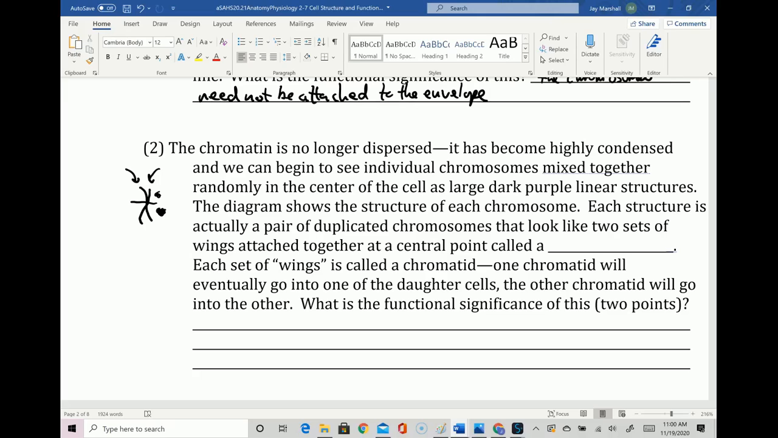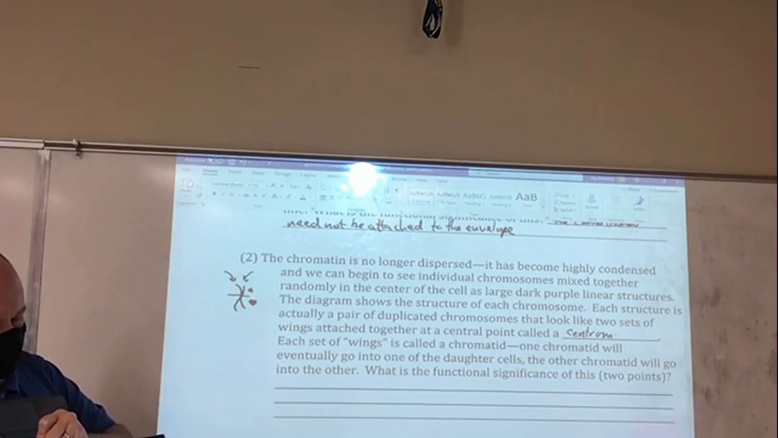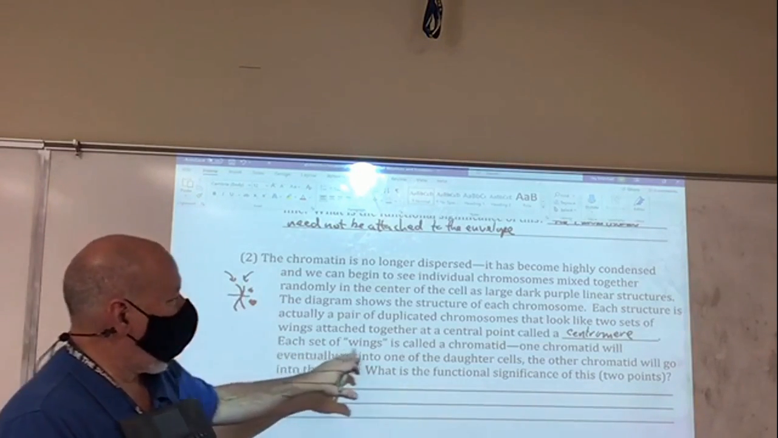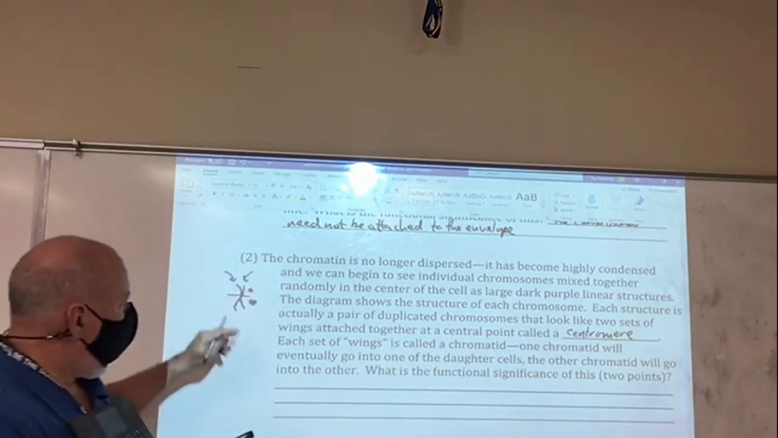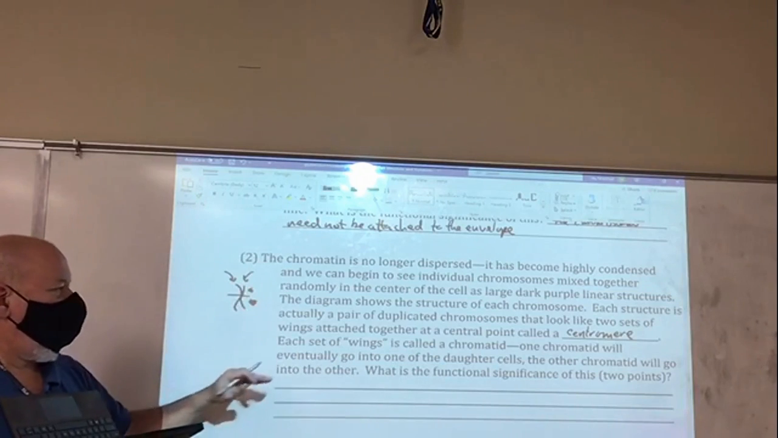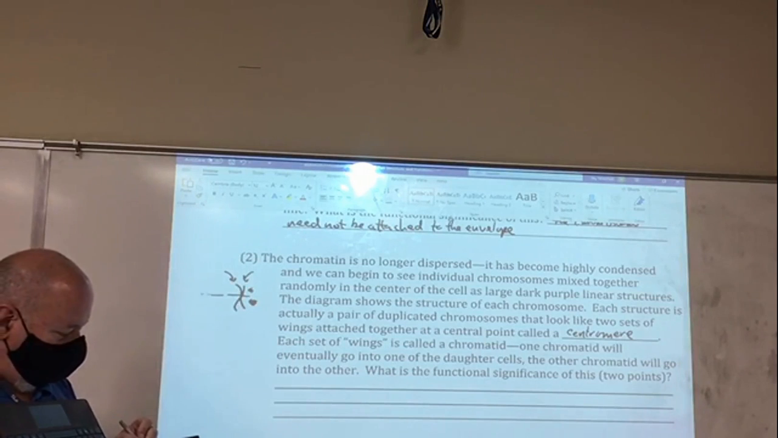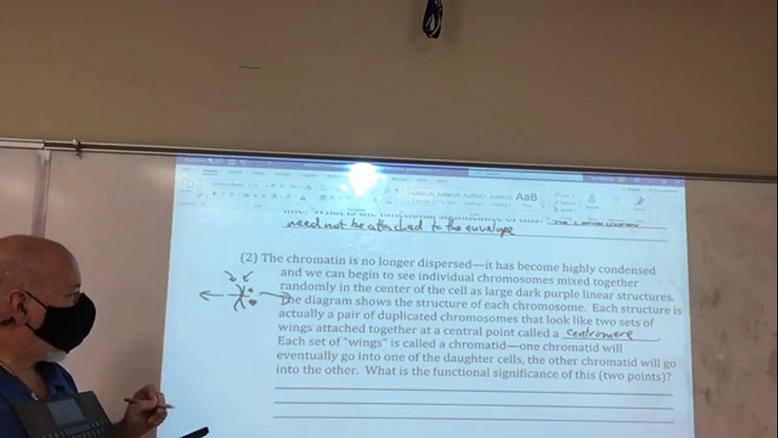Each structure is actually a pair of duplicated chromosomes that look like two sets of wings attached together at a central point. And what do we call the central point again? The central point is the centromere, right? Each set of wings is also called a chromatid, although it is actually still a chromosome too. One chromatid will go one way, and one will go the other way.